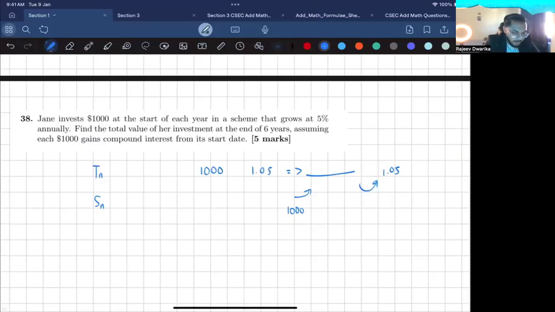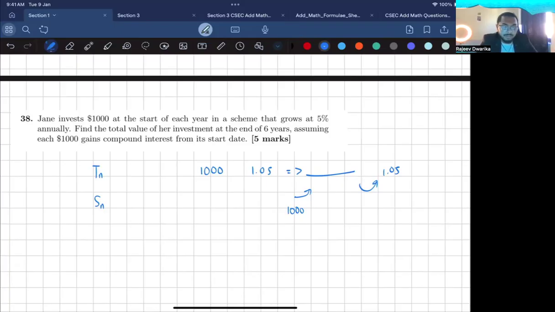Yeah. But see if you understand what I'm saying. In the question, they're saying Jane invests $1,000 at the start of each year. So is it a one-time thing where she put $1,000 one year and then moves on, or is she continuously putting in $1,000? Continuously. So she continuously puts in $1,000 and it grows 5% annually. So at the end of the year, it will be 1.05 of the initial amount. Is that true? Yeah. Okay.